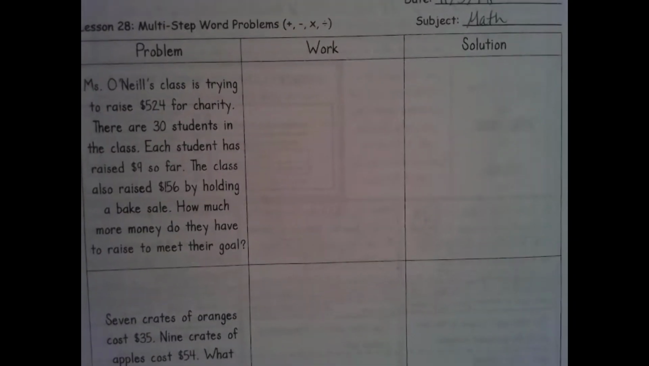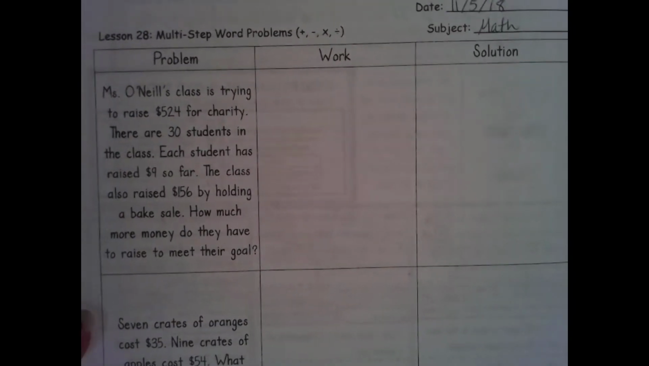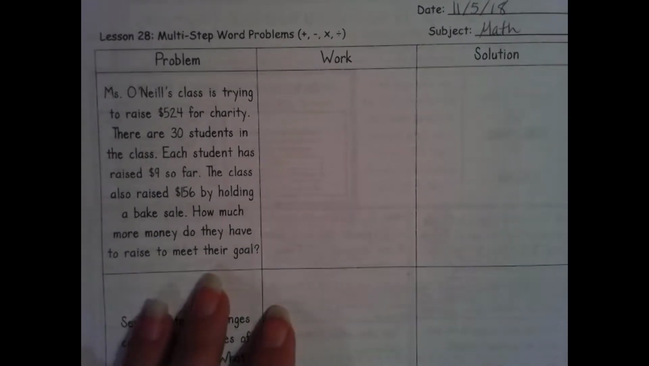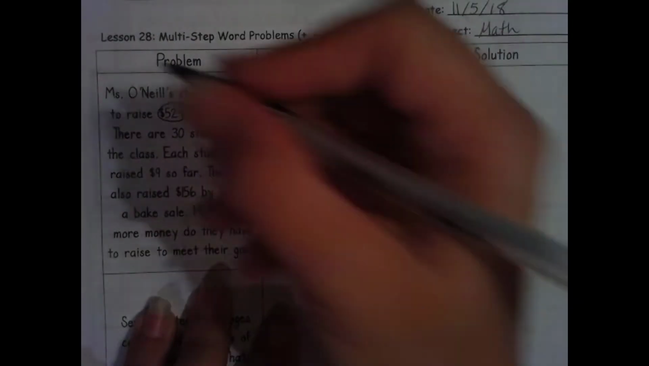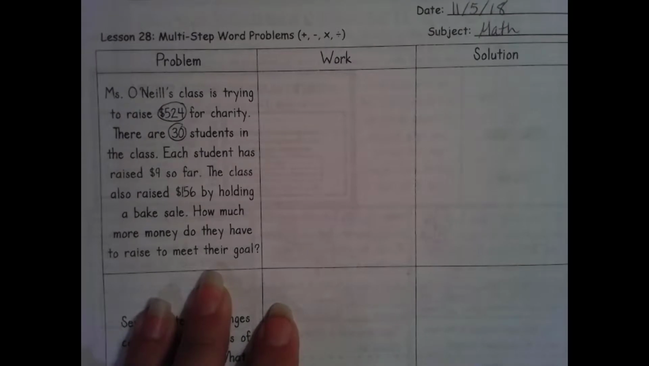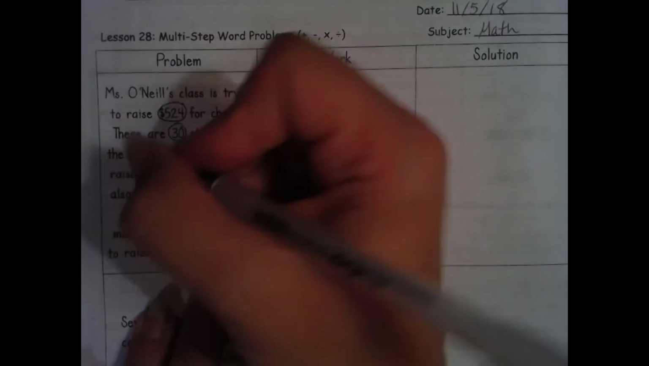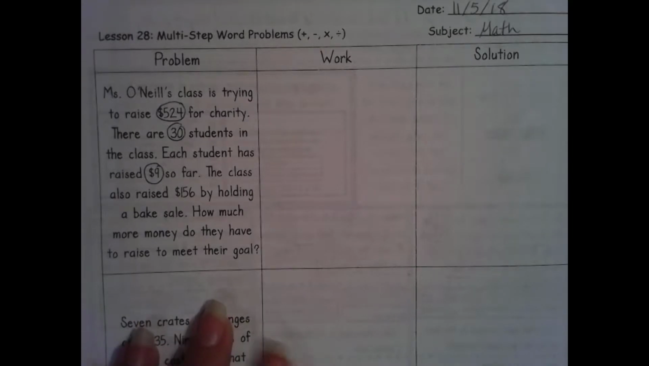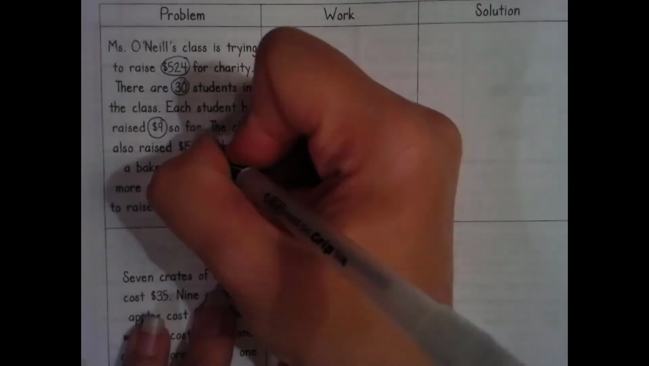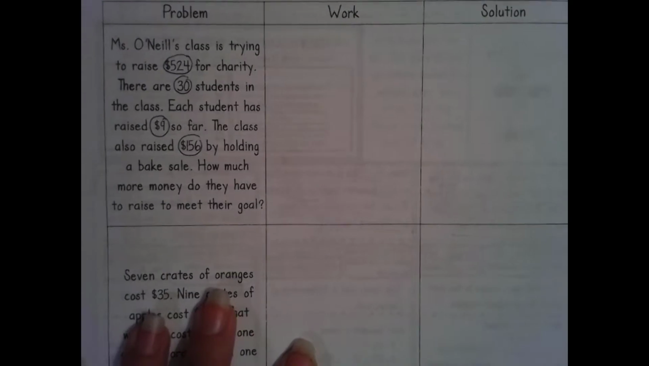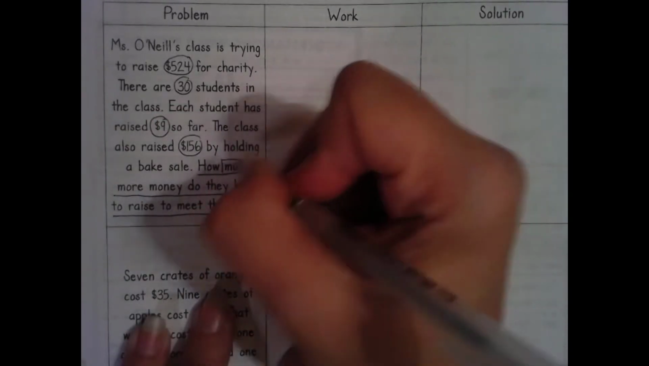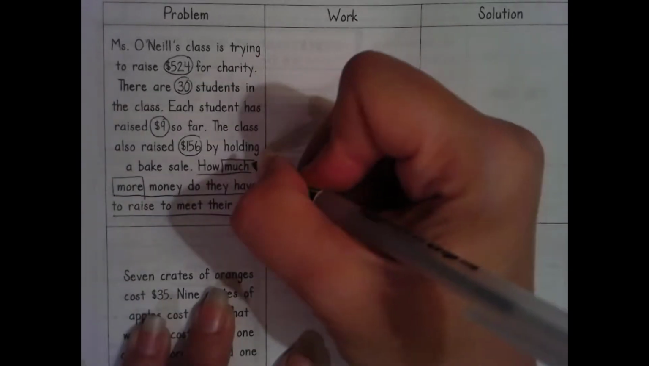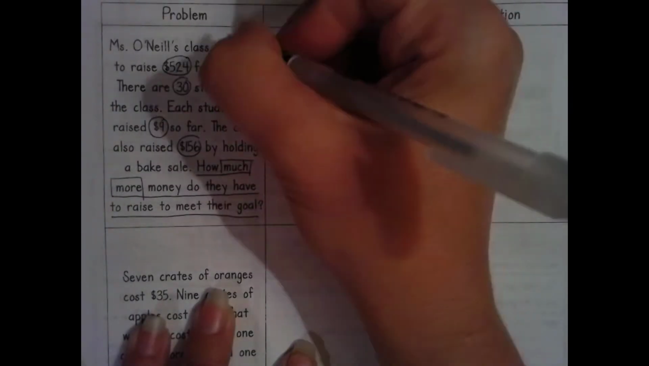Alright, so we're going to use the cubes again to help us solve these multi-step problems. Ms. O'Neill's class is trying to raise $524 for charity. There are 30 students in the class. Each student has raised $9 so far. The class also raised $156 by holding a bake sale. How much more money do they have to raise to meet their goal? So how much more? That's what we're looking at.